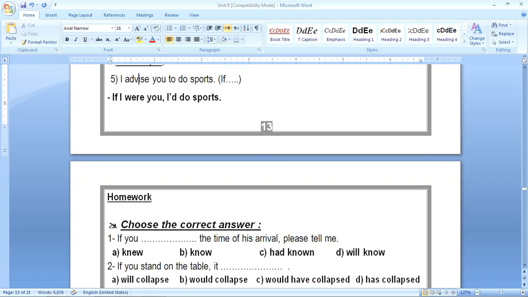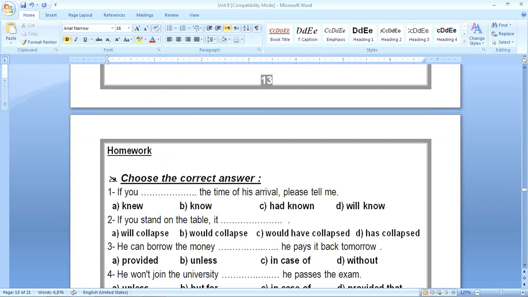Number 5. I advise you to do sports. Suppose that a friend of yours doesn't do sports. You can give him advice by saying I advise you to do sports, or you should do sports. Or you can say, if I were you, I'd do sports. Okay, so that's all for now, guys.